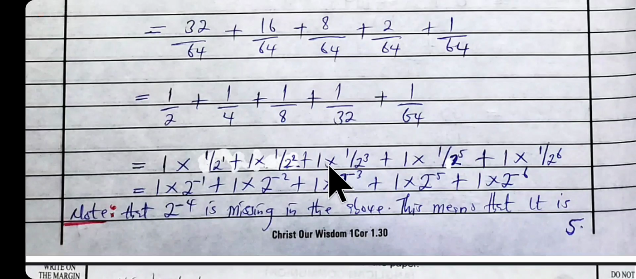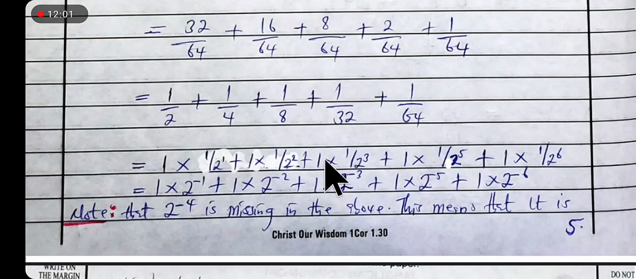Then plus 1 times 1 all over 2 raised to power 3. 1 all over 2 raised to power 3 is the same thing as 1 over 8. 2 raised to power 3 is 8. So 1 over 8 is the same thing as 1 over 2 raised to power 3, plus 1 times 1 over 2 raised to power 5. 2 raised to power 5 will give us 32. Then finally plus 1 times 1 all over 2 raised to power 6. 2 raised to power 6 will give us 64.